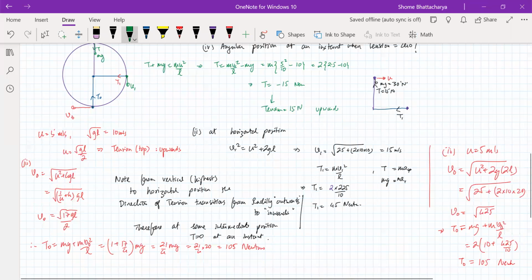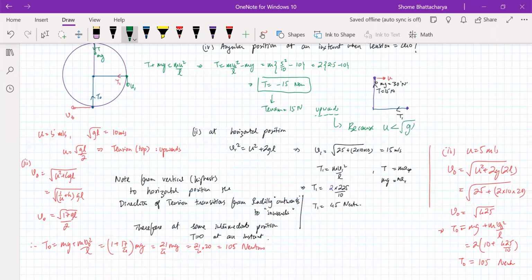So here we can make note of this point that we are getting this tension negative at the top. The tension is upwards. Actually, technically it's happening because U is less than root GL. The numerical limiting value of U for the tension to be downwards instead of upwards is that it should be greater than root GL. If we had projected it with a horizontal speed of exactly root GL, then momentarily the tension would have been zero at the top itself. Yes, very good, Abhinav. That's correct.